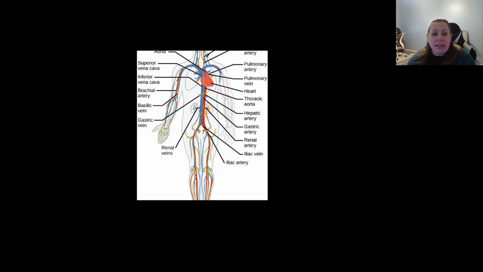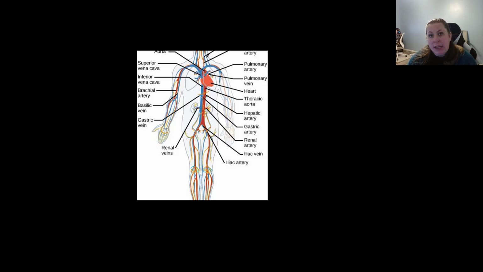All right, so here's an example of a picture from your textbook that just shows you the different types of arteries and veins. It also has the heart pictured. And so these are not all of the arteries and veins that run through the body, but this is to just give you an example.